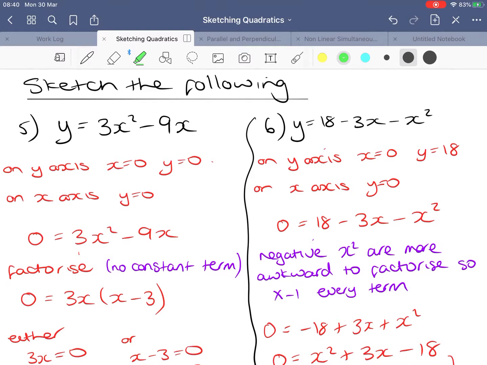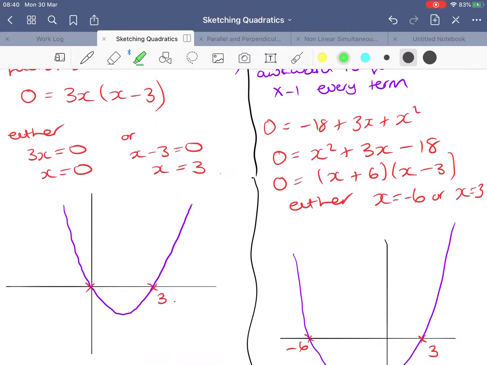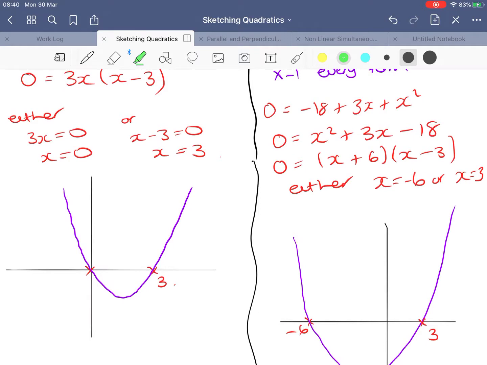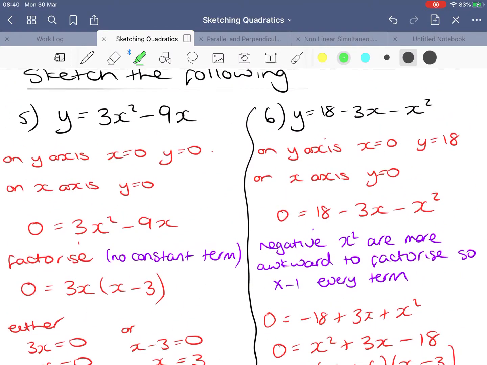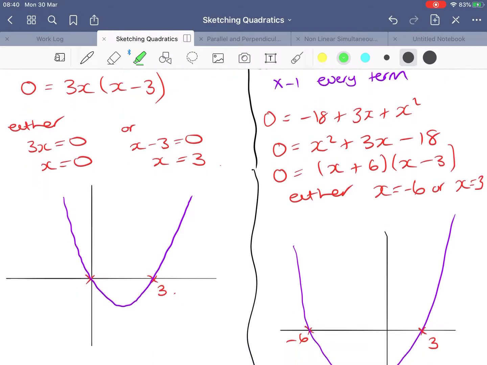Okay, so again, number 5, one of these quadratics where there's no constant on the end. So when you factorise it, you just take out that common factor. Okay, so you get 3x bracket x minus 3. So either 3x equals 0, which means x equals 0, or x minus 3 equals 0. Okay? And on the other side, this time, we have to know we've got this negative quadratic, so we know it's going to be an N shape. But again, follow the same process.